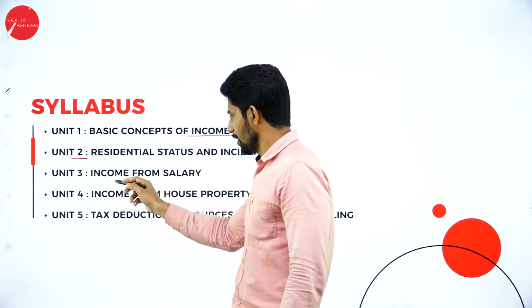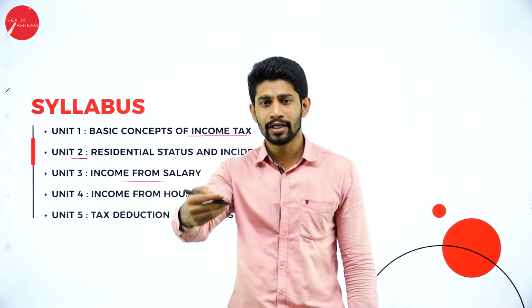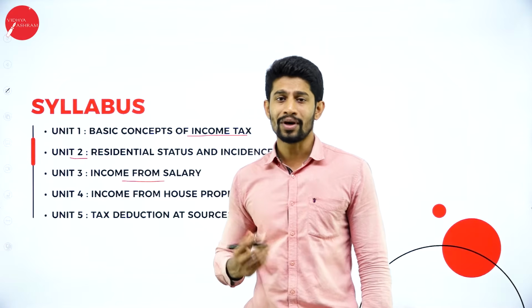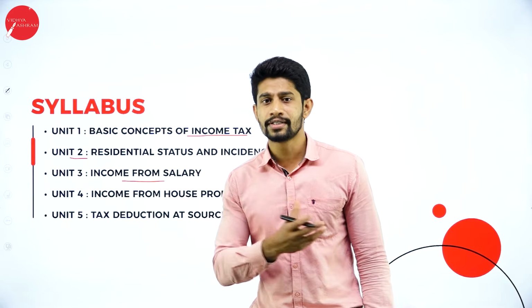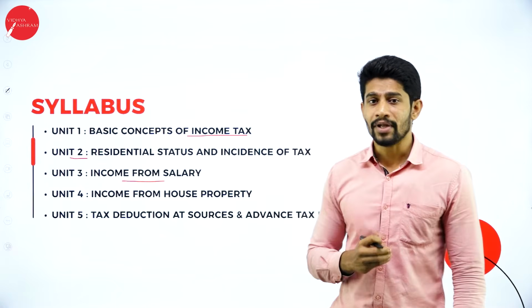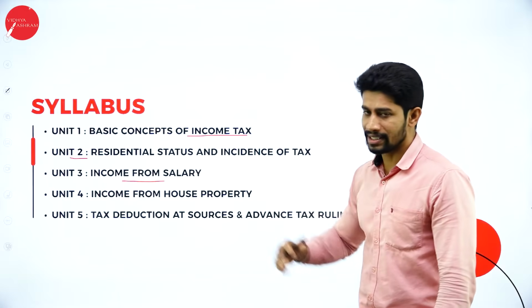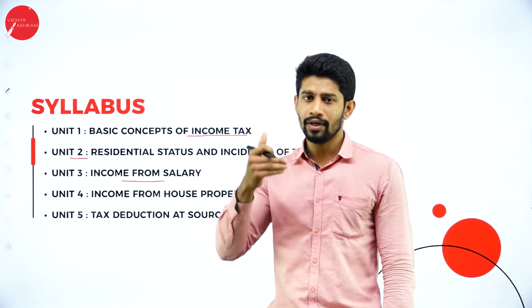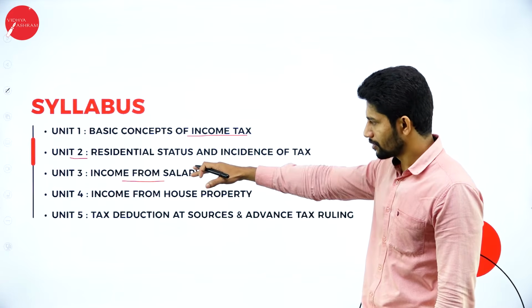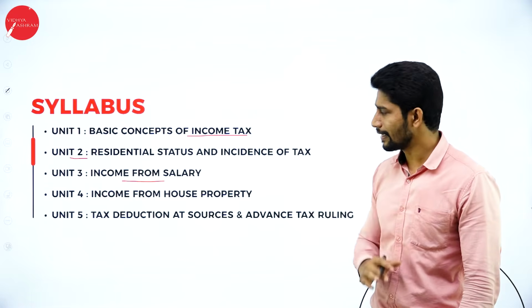Next, unit number 3, income from salary. If you are a salaried person earning a salary every month, what tax are you supposed to pay to the government, what components are called salary, what deductions can you claim under the income tax rules with respect to income from salary, and how to compute your total salary for your annual values. About that we are going to study under income from salary, that is unit number 3.